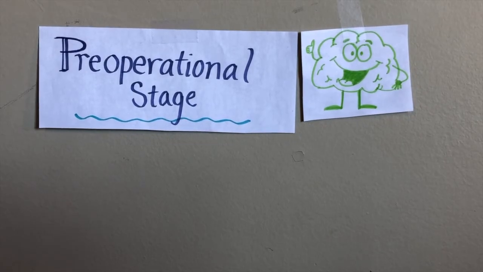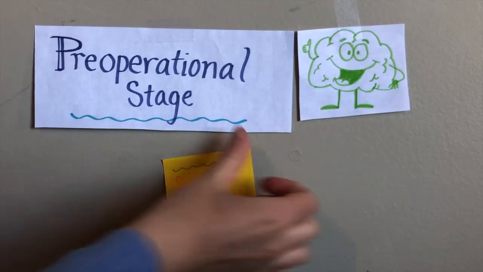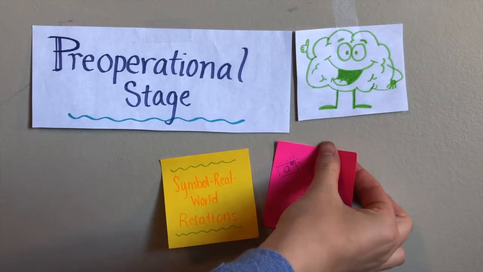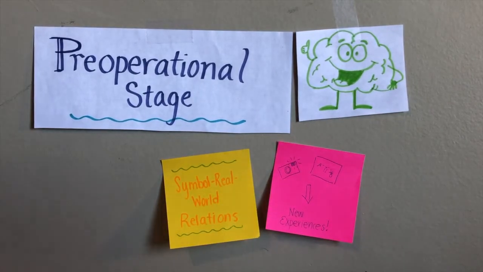Piaget also brings up simple real-world relations. This shows when a child understands that a picture, model, or map corresponds to something specific in their everyday life. They use this tool to find out new things they have not experienced.